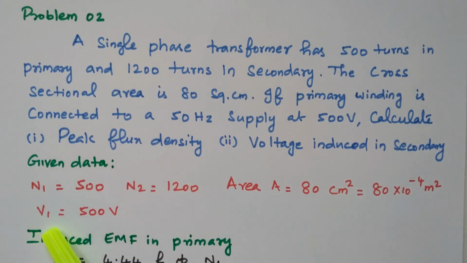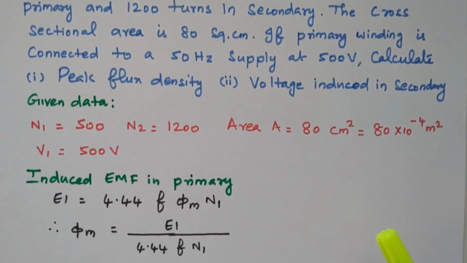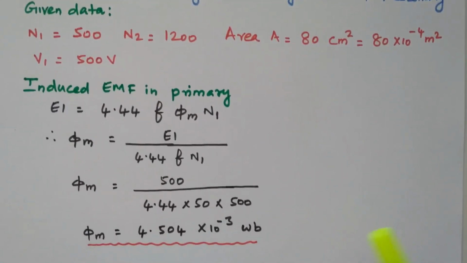And primary voltage is given, applied voltage. Voltage applied to the primary winding is 500. We need to find the maximum peak flux density and voltage induced in the secondary. So we know that the EMF induced in the primary, E1 equal to 4.44 F phi m into N1. This is a very basic formula, EMF induced in the transformer. In this, E1 value is given, frequency is given, N1 is also given, so from that we can easily find phi m, the maximum flux.